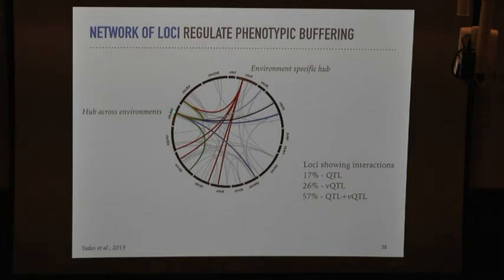For example, a marker on chromosome 14, where each different color of this line indicates different environments. So you can see that this marker is actually pleiotropic across multiple environments. This indicated that these markers formed a genetic network where certain loci were hubs which regulated variance across either multiple environments or within an environment. And the rest of the gray lines are other examples which I haven't detailed here.